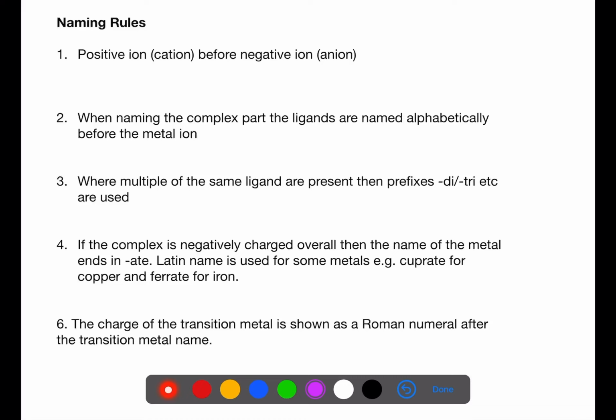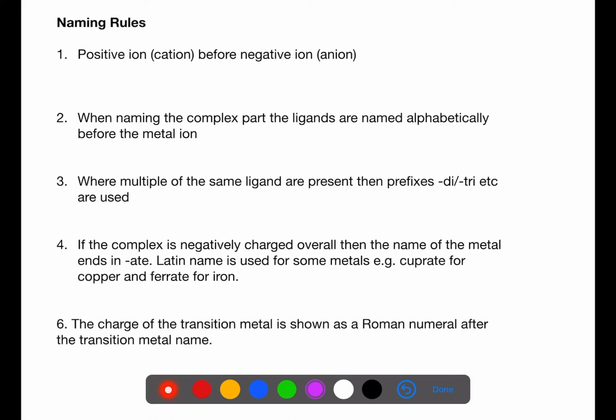Now, one of these two ions will be a complex ion and will have a longer name. When naming the complex part, the ligands are named alphabetically before the metal ion. If you have multiple of the same ligand, then you need to use prefixes like di and tri. If overall the complex is negatively charged, then the name of the metal ends in ate. The Latin name is used for some metals. For example, cuprate is used for copper and ferrate is used for iron. The charge of the transition metal is shown as a Roman numeral after the transition metal's name.